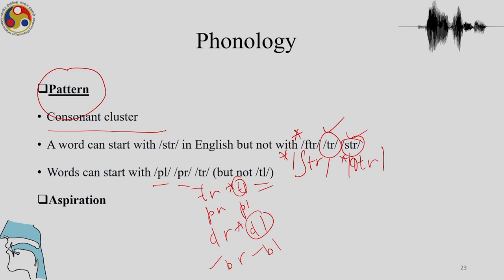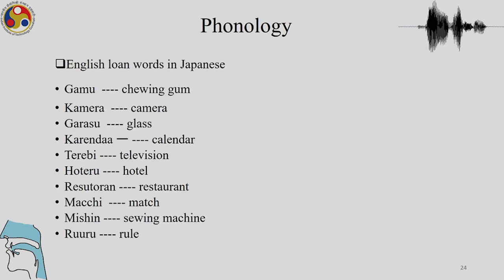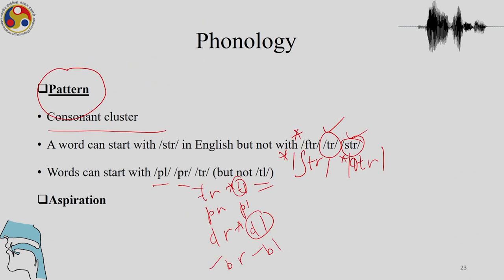And similarly, with regard to aspiration, aspiration in English is not contrastive, whereas in other languages it is contrastive. So there are aspiration rules in English. Word-initially, in stressed position, we have aspiration in English, but in other languages those rules do not apply because they have words which are meaningful based on the difference in aspiration.